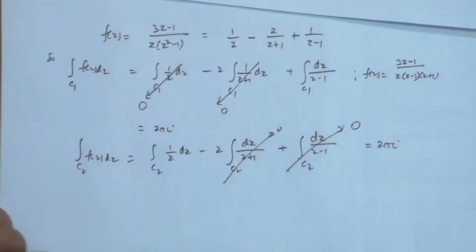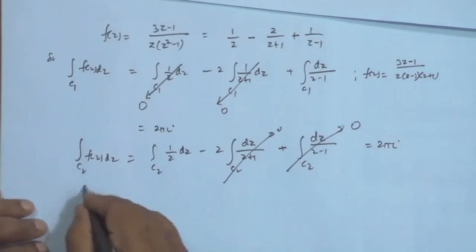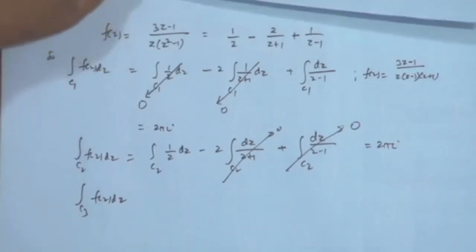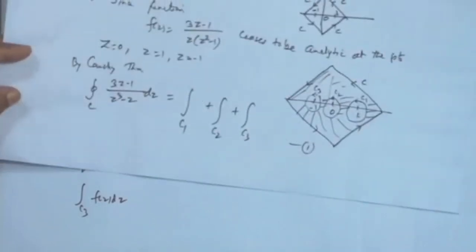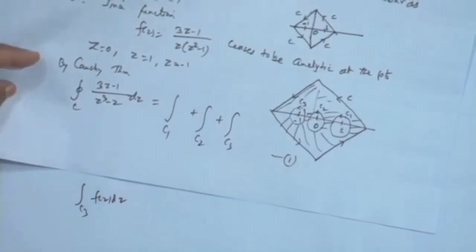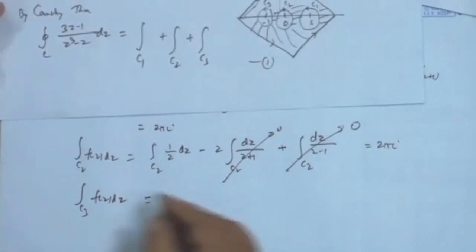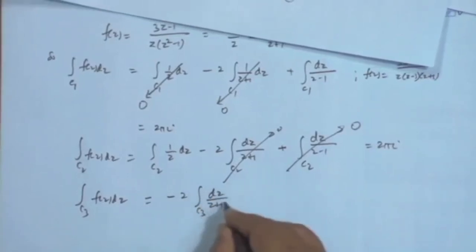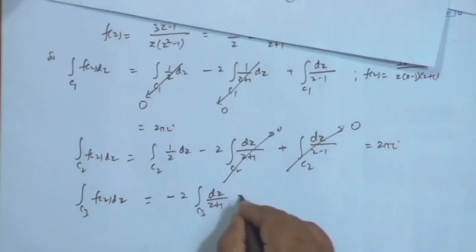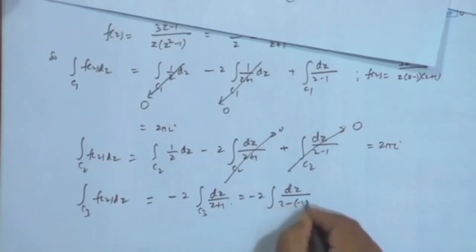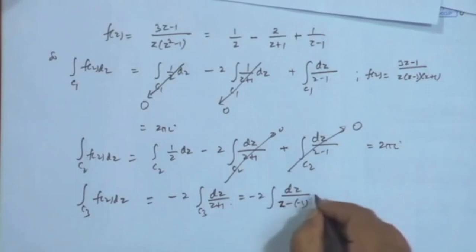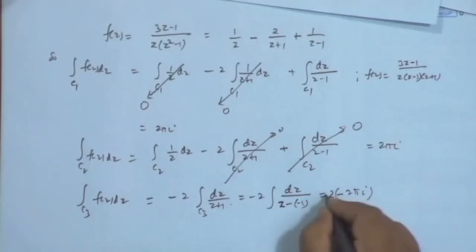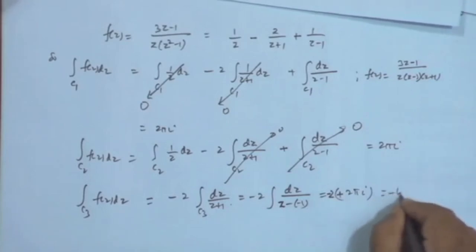Okay. Now, the third case, the integral along C 3 of f z dz. C 3 is the contour enclosing z plus 1. So, this will give the value, the rest are 0 except this. And this is nothing but minus 1 plus 1. So, the value will come out to be minus dz over z minus minus 1, that is the same as z minus z naught. So, again the value will be 2 pi I. So, it is minus 2 pi I multiplied by 2, which is equal to minus 4 pi I.